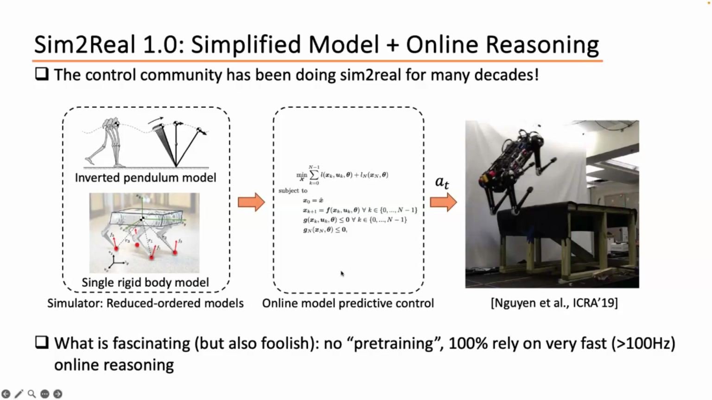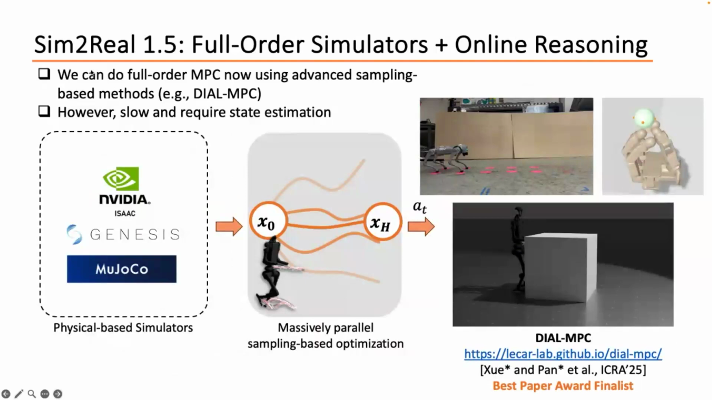Okay. And we can do slightly better right now. I call this Sim2Real 1.5, meaning that rather than using a simplified analytic model, we can use something called a simulator. This is our recent work called DLMPC, which is the best paper award finalist at this year's ICRA. The procedure is very similar. The only difference is we upgrade the previous analytic simplified model to a full order simulator. You can use NVIDIA Isaac Gym, Isaac Lab, or Genesis, or MuJoCo, whichever you prefer.